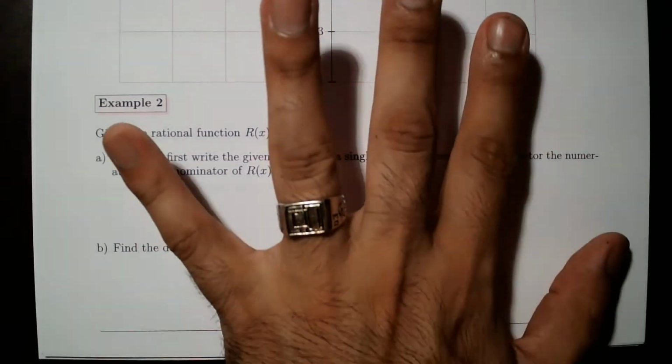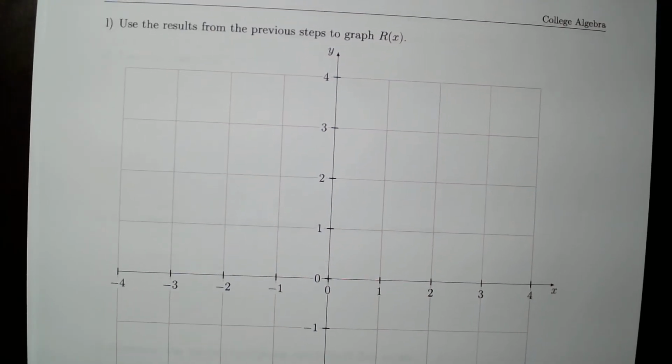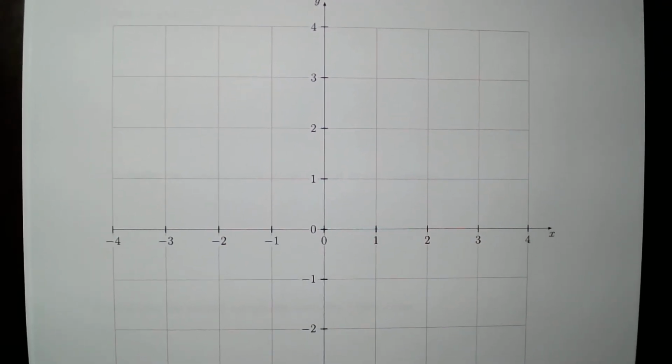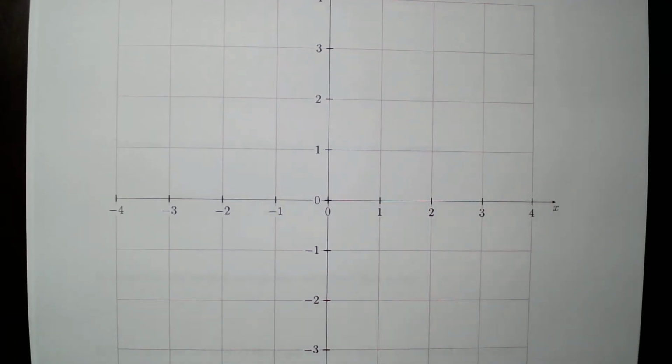All right, so now we're going to use the result from the previous steps to graph r of x, to graph the given function. So first of all, what are the pieces of information that we have? Keep in mind that we had 2 vertical asymptotes. Those vertical asymptotes, I will paint them with red. So one of them is x equals negative 2. The other one is x equals positive 2. I need something straight to draw these lines.